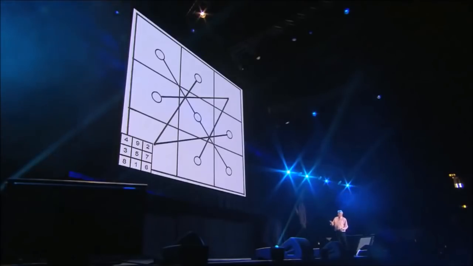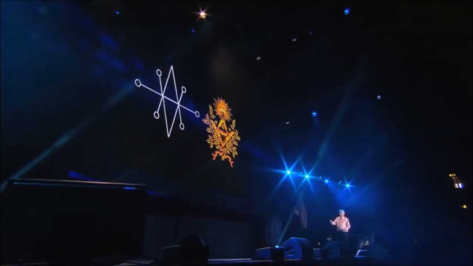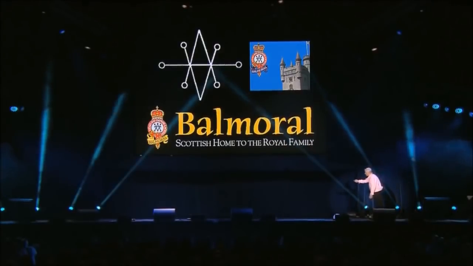Now, this is the sigil of Saturn, and they get it by drawing between the squares of the magic square from 1 to 2, 2 to 3, 3 to 4. And that's how they get that. Now, if you turn that up on its side, you get that, which is what that is. The most obvious symbol of Freemasonry, because they're worshipping Saturn, which is an expression of this archontic fake reality. That is the symbol of Balmoral, the Scottish home of the royal family. Exactly the same, the sigil of Saturn.